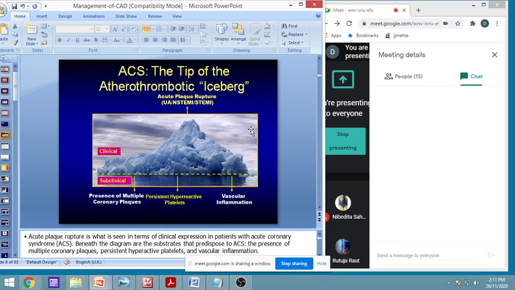But those signs may not be seen immediately, and there can be multiple plaques present. Usually this comes into the picture when people go for angiography, and then they realize that at many places multiple blocks are there. Then there can be persistent hyperactive platelets, which can act at any time. There is also vascular inflammation, and that inflammation can even give rise to narrowing of the artery. So these are various consequences, or unknown or less diagnosed facts.